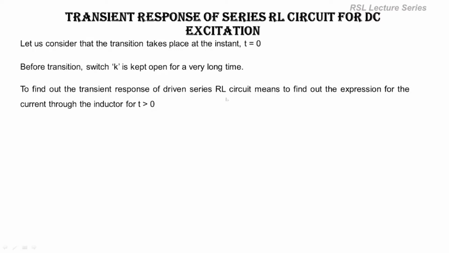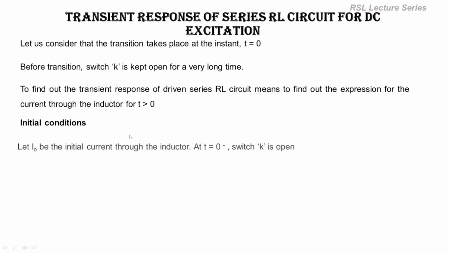Now our aim is to find the transient response of the driven series RL circuit. That means we have to find the expression for the current through the inductor for t greater than 0. Before that we have to find the initial conditions. Let I naught be the initial current flowing through the inductor at t equal to 0 minus. 0 minus is nothing but the instant just before closing the switch.